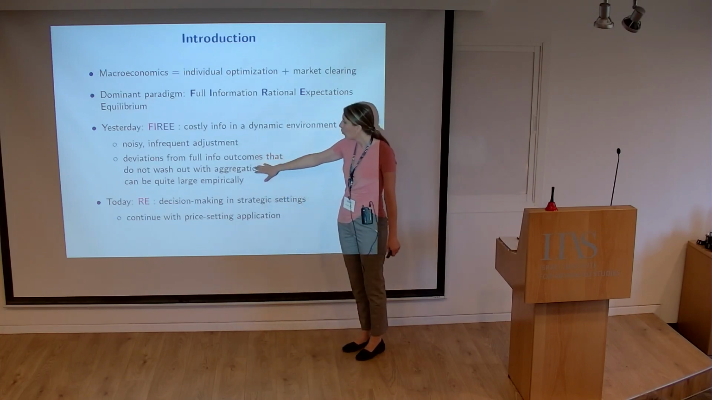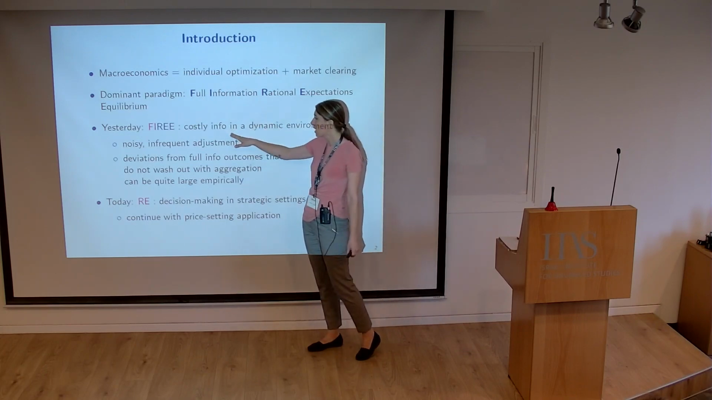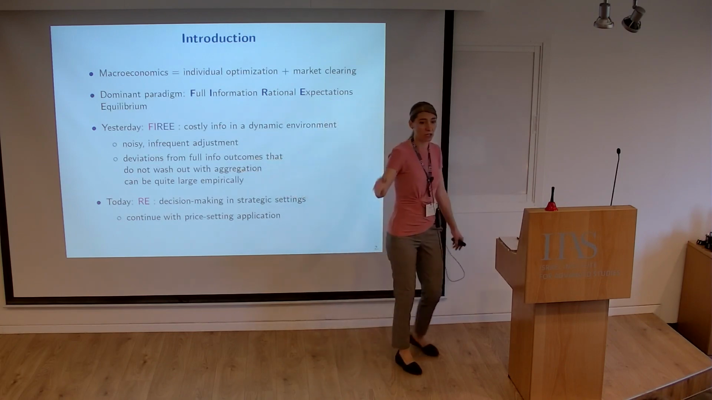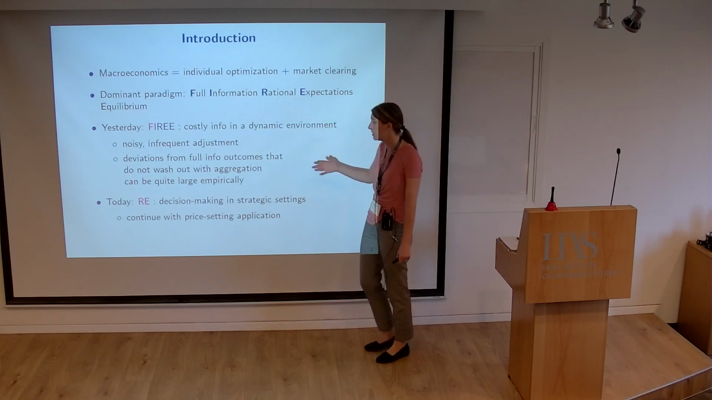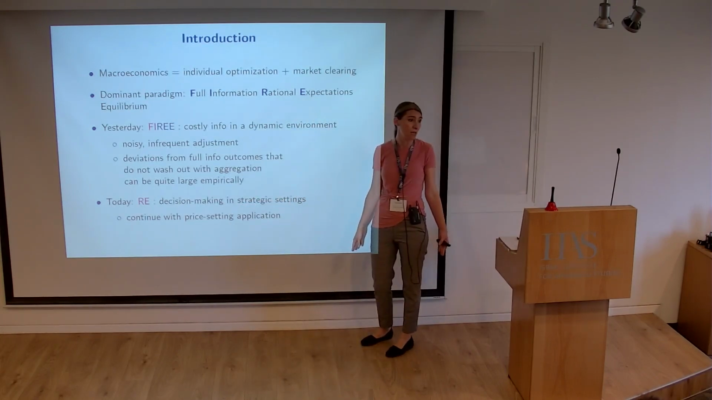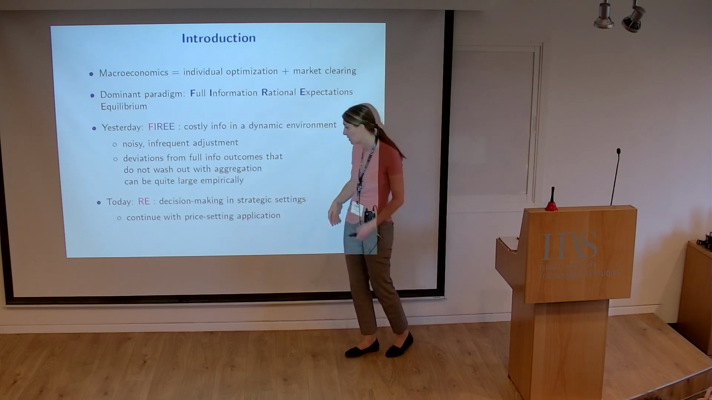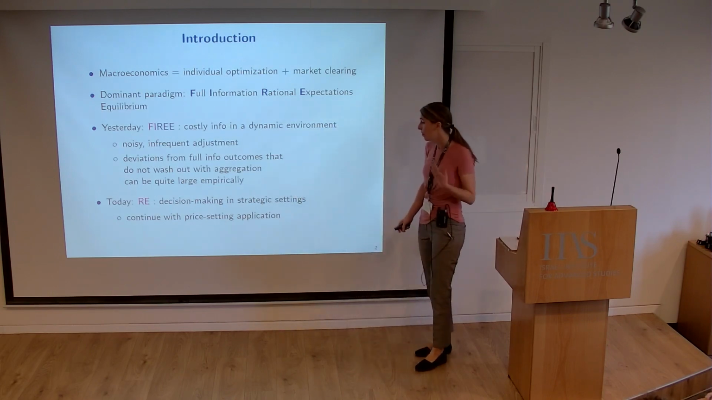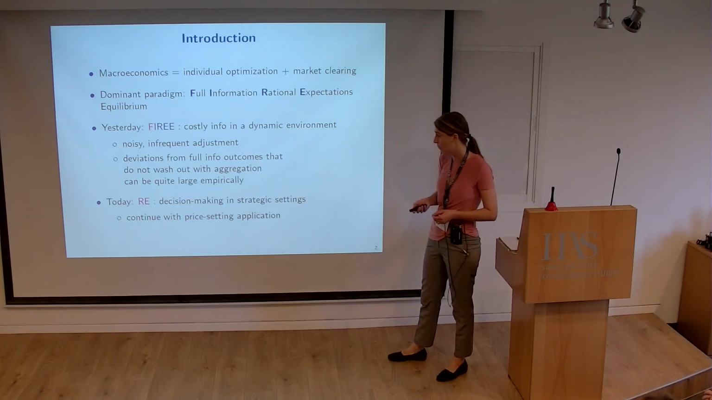Okay? What I didn't talk about at all yesterday is one of the reasons why these costly information frictions have such big systematic effects that don't wash out with aggregation. It's because in macro, decision making is done in a strategic context where often your payoff depends on your action relative to the actions of others. Okay, so that's what I'm going to talk about today, and I'm going to continue thinking about these issues in the context of a price setting problem.